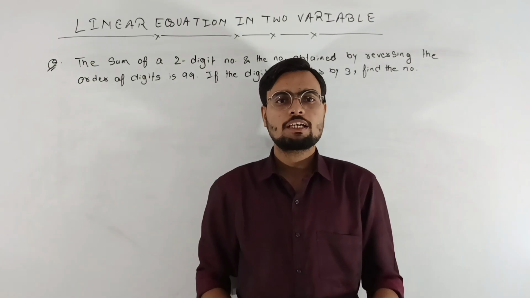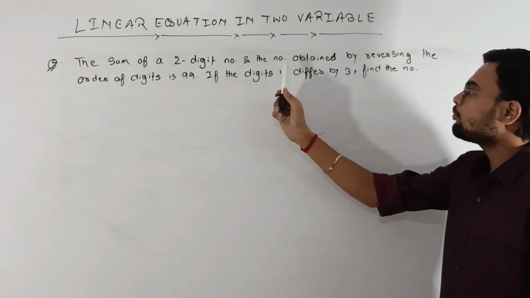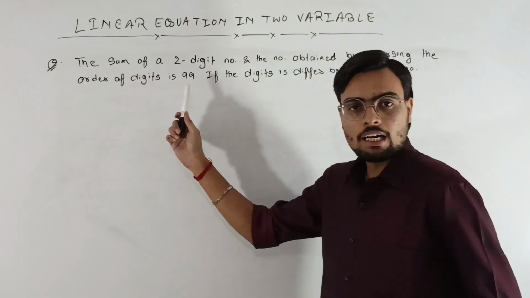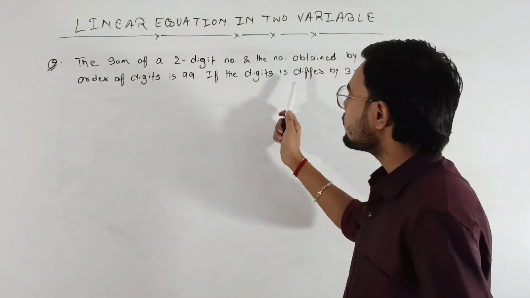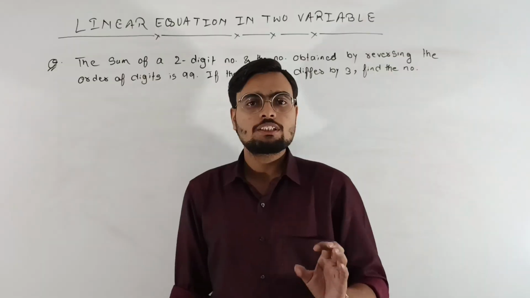Okay, now let's move towards our next question. The question is: the sum of a two-digit number and the number obtained by reversing its digits is 99. If the digits differ by 3, then find the number. Now look, we have a two-digit number.